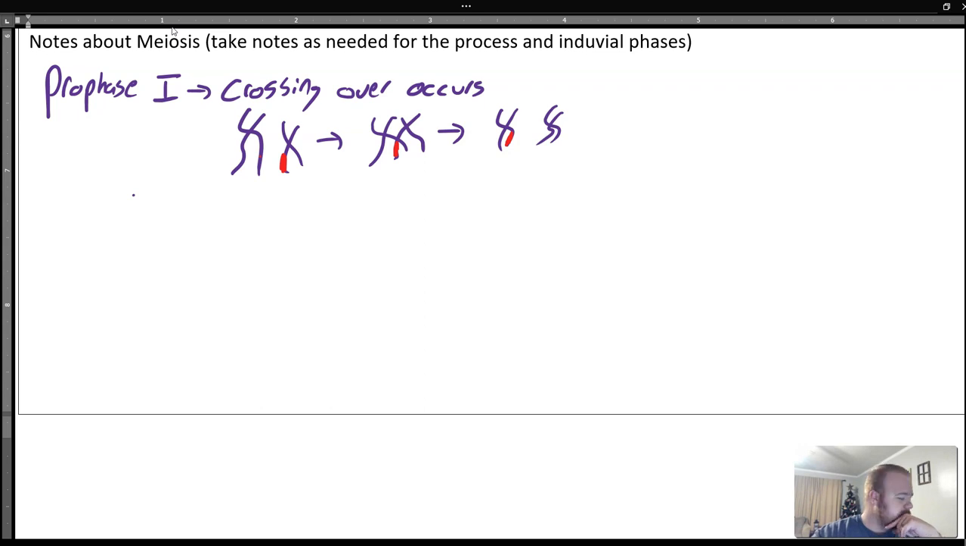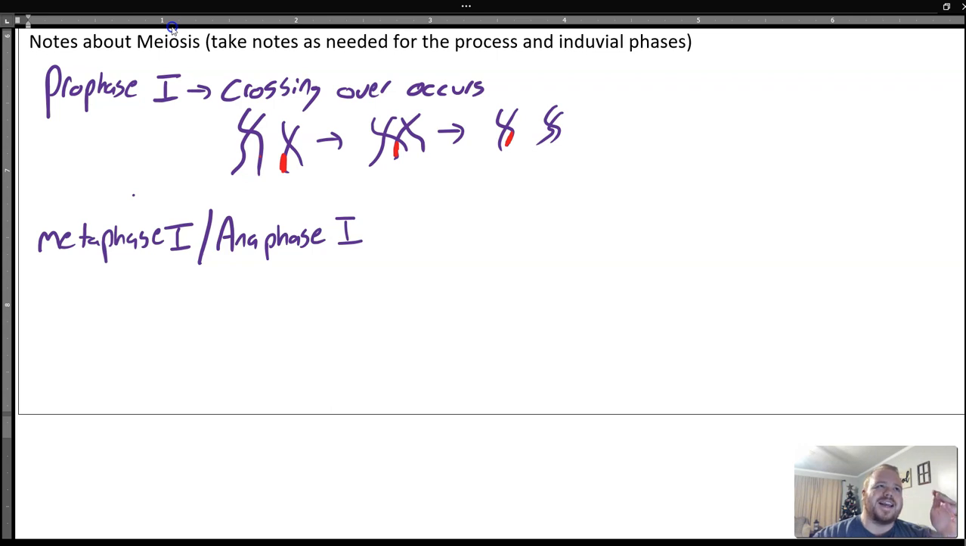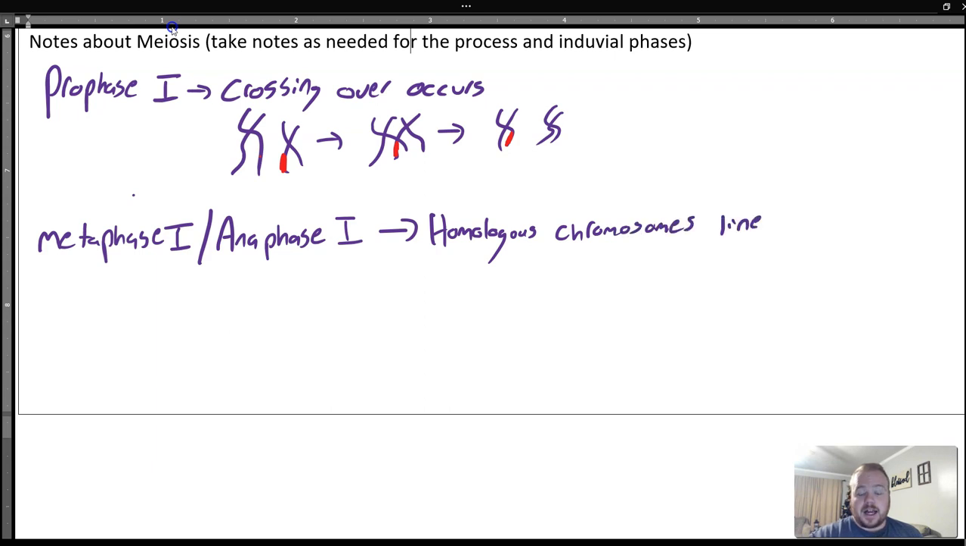Now let's wrap it up here and talk about Metaphase 1, and let's go ahead and put its sequential phase, Anaphase 1. Metaphase and Anaphase 1 play a very key role in the process of lining up. In mitosis, because meiosis is very much built on the infrastructure of mitosis, in metaphase everything lines up single file. In meiosis, homologous chromosomes line up in pairs.